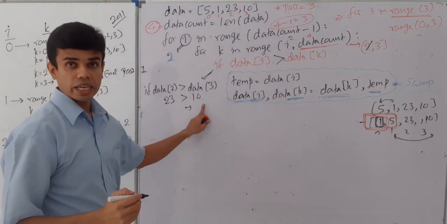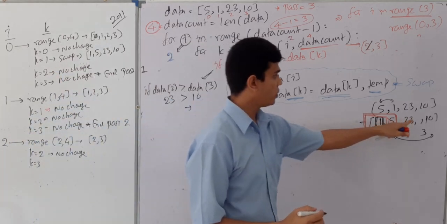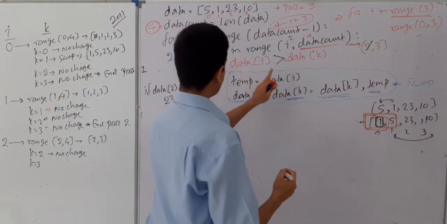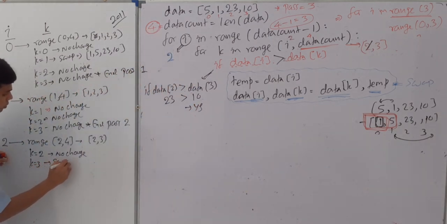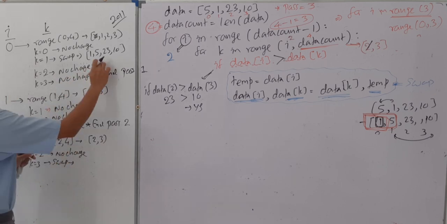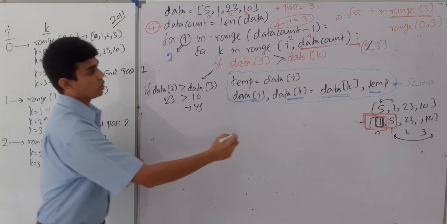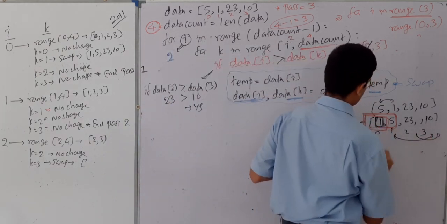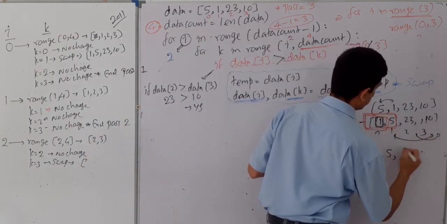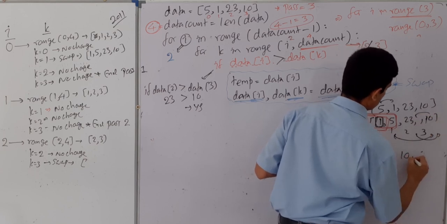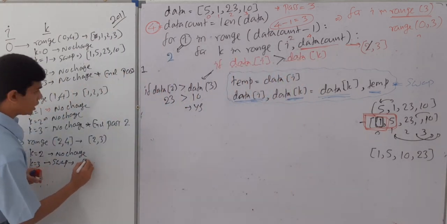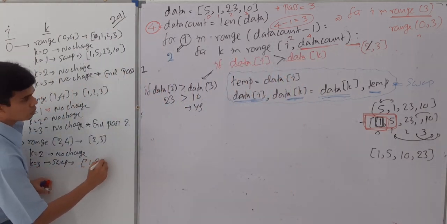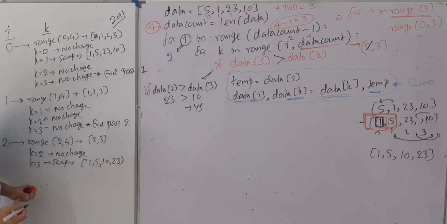Now, is 23 larger than 10? Yes. So we have to bring this to the front. Then we need to do the swapping. Yes, it's true. So now we have to do the swapping. Once the swapping is done, my list is going to be changed. Now these two have to be swapped. Then it is going to be 1, 5, and this brings here 10 as well as 23. So it is going to be 1, 5, 10 and 23. That's the situation of the list at the moment.